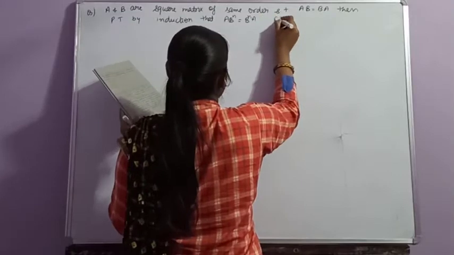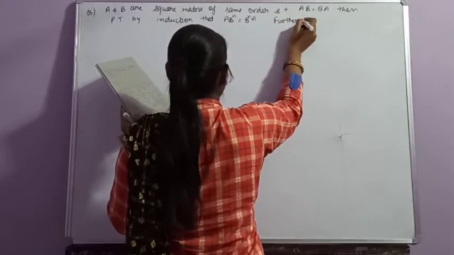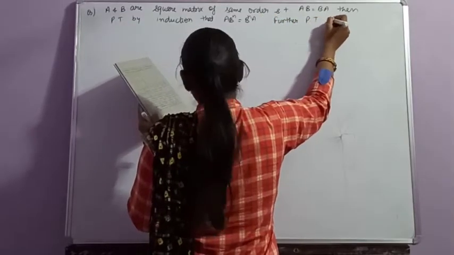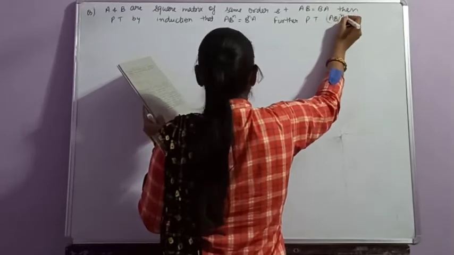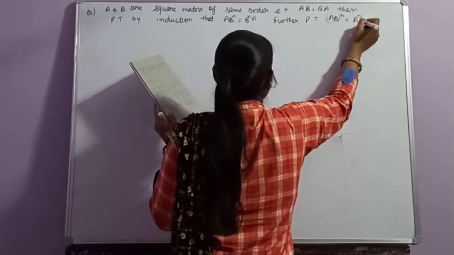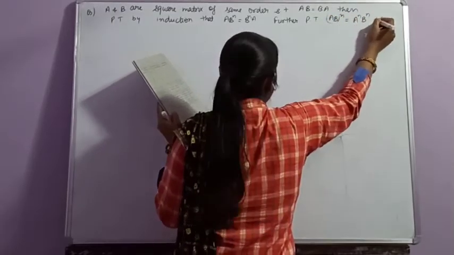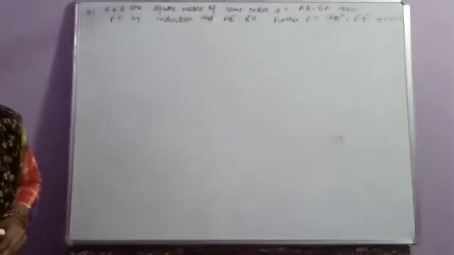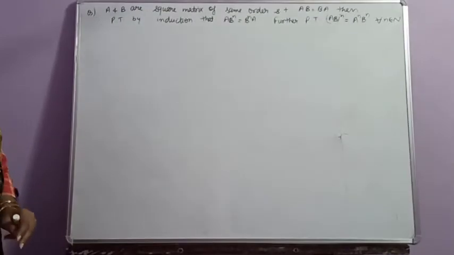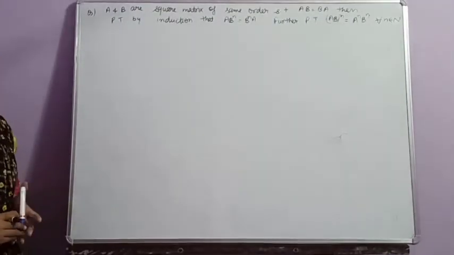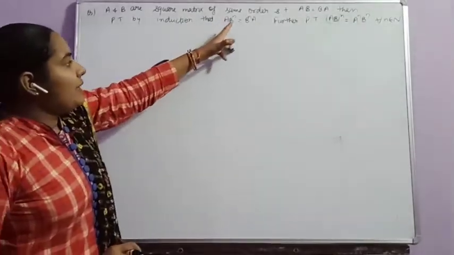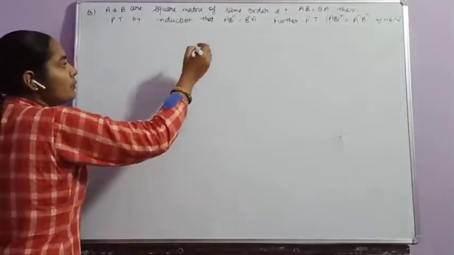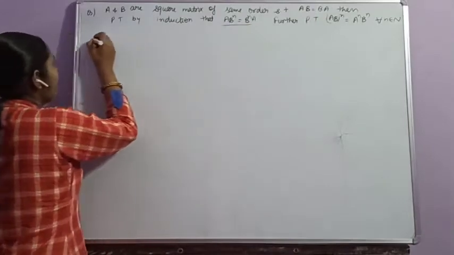Further prove that AB raised to the power n is equal to A to the power n B to the power n for all n belonging to natural numbers. Firstly, we prove the first part, that is if A and B are square matrices of the same order such that AB is equal to BA, then prove AB raised to the power n is equal to B raised to the power n into A.